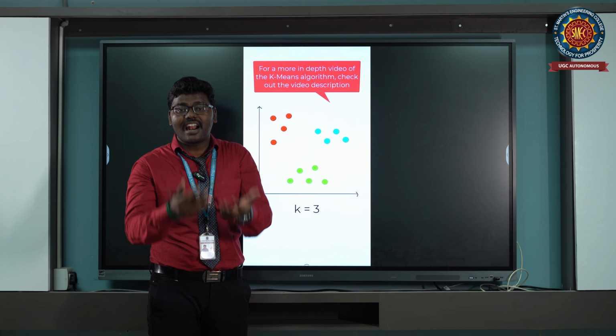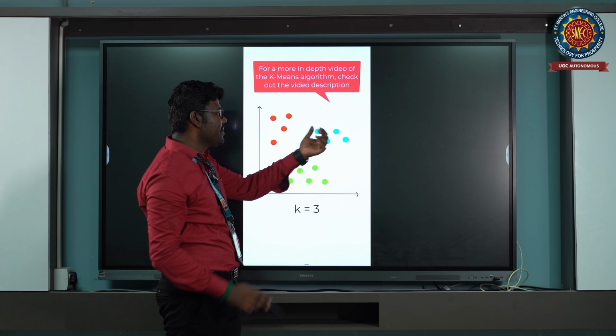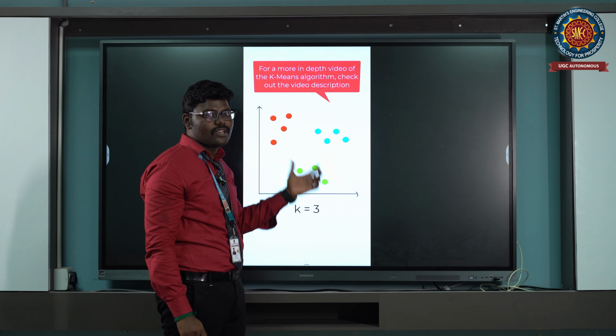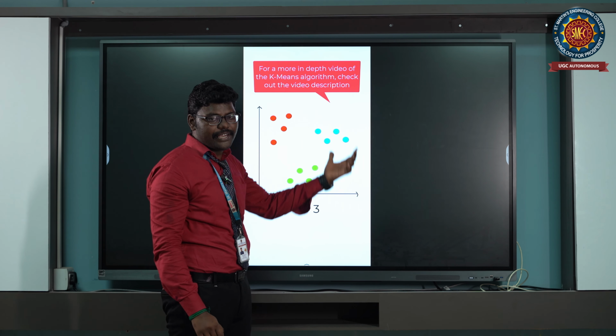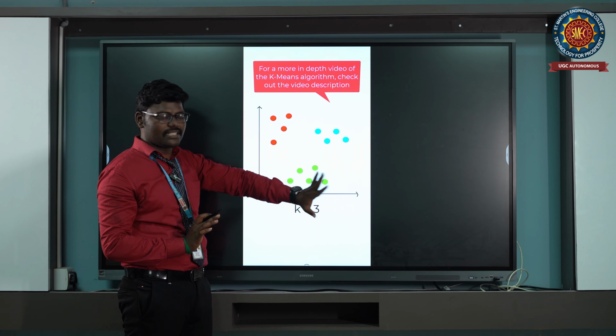Next we calculate the average value. If I take this average value, it comes to 4. I take this average value, it comes to 5. So it comes to the same mean value, so then we can stop the process. Now we have made the 3 clusters.